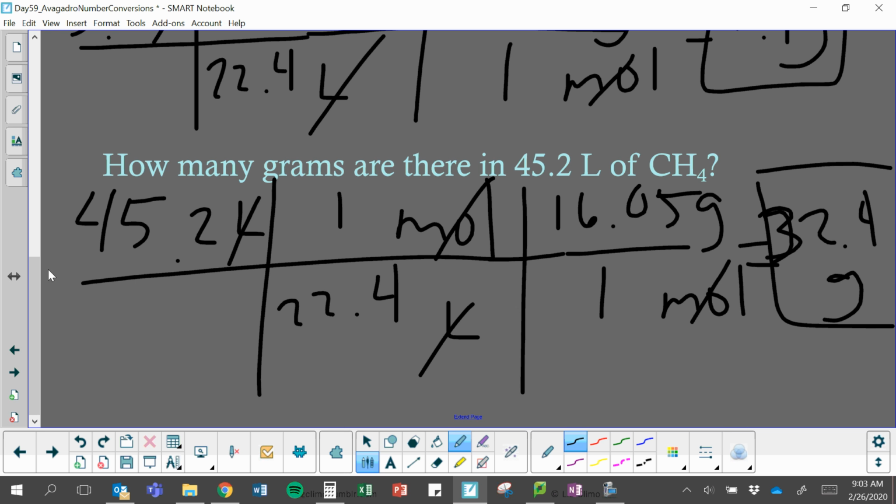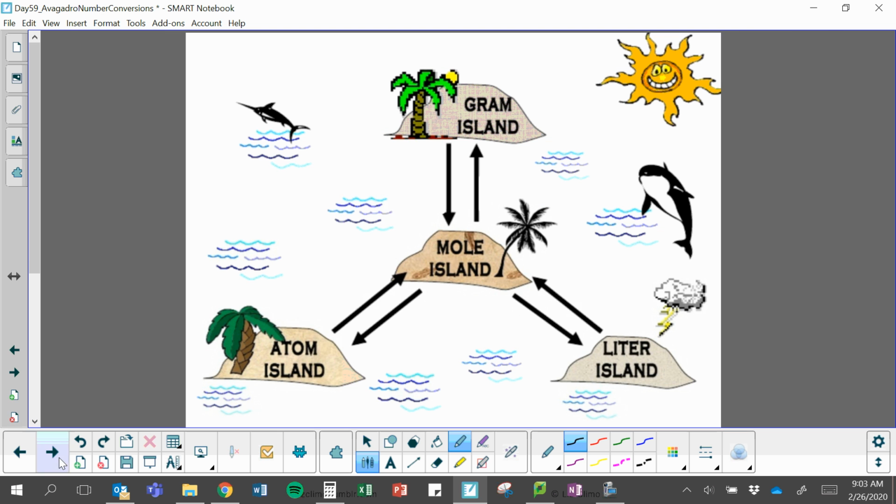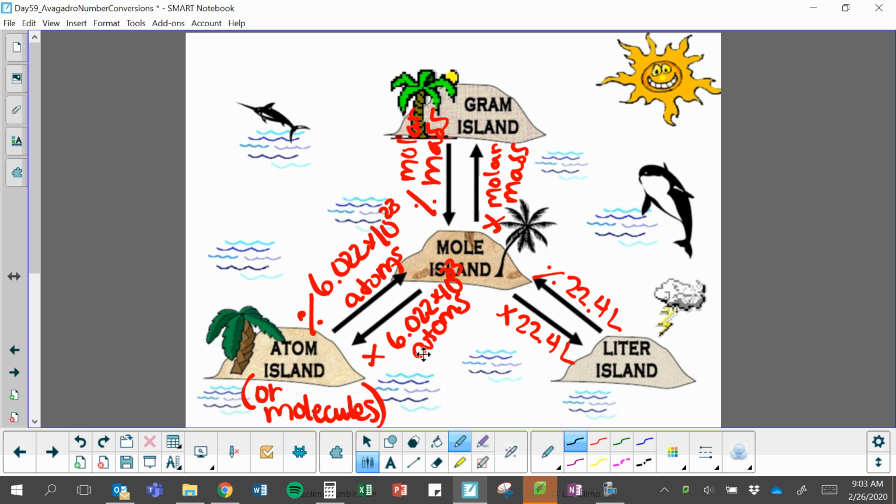Okay, so that's how these work. You can also think of this as you need to always convert to our moles. So this is a visual graphic that can help you. If we're in atoms, we need to go to mole island, I guess, first before we can get to grams or before we can get to liters. So you can always convert these things because we know what the unit conversions are. So you can fill in then what you're doing for each of them.